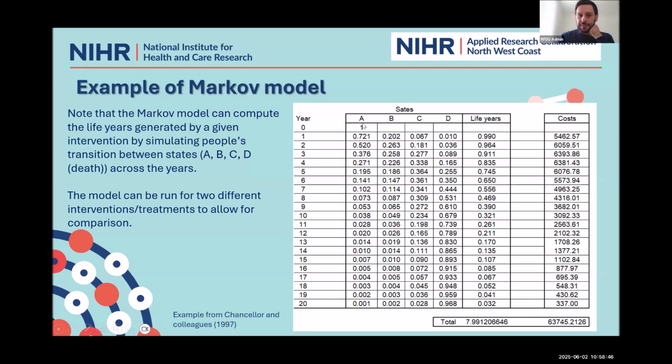The transition probability, so how people transition from A to B and B to C, C to D, will generally come from, for example, randomized controlled trials, if we're looking at short-term probabilities, or more longitudinal studies, if you're looking at longer-term probabilities. So if you're looking at background mortality, for example, you can get that from life tables, for example. Okay.